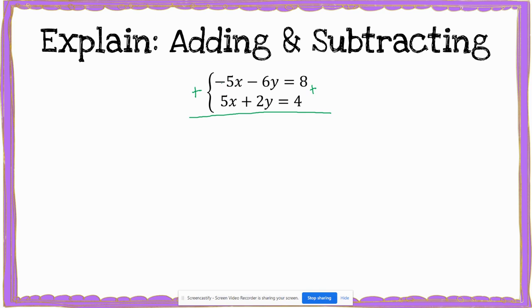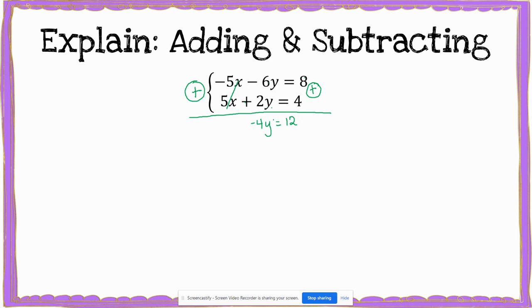What you'll notice is that if I add negative 5x plus positive 5x, they will eliminate or cancel each other out. Then what I'm left with is negative 6y, and we need to be careful and notice this minus sign, which tells me that this is a negative 6y, plus positive 2y. Well, negative 6y plus positive 2y would give me negative 4y. I also need to add this part of my equation as well. So we have 8 plus 4, which gives us 12.